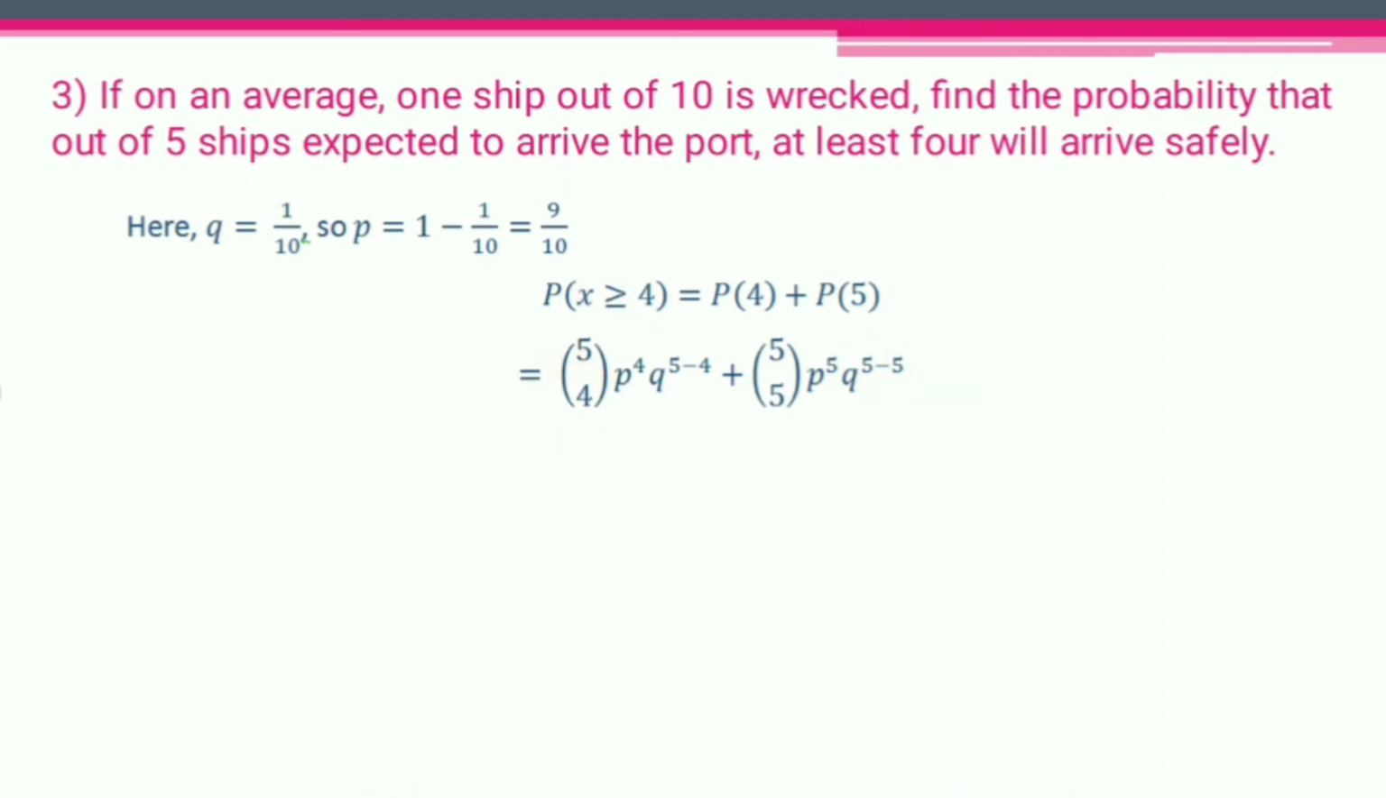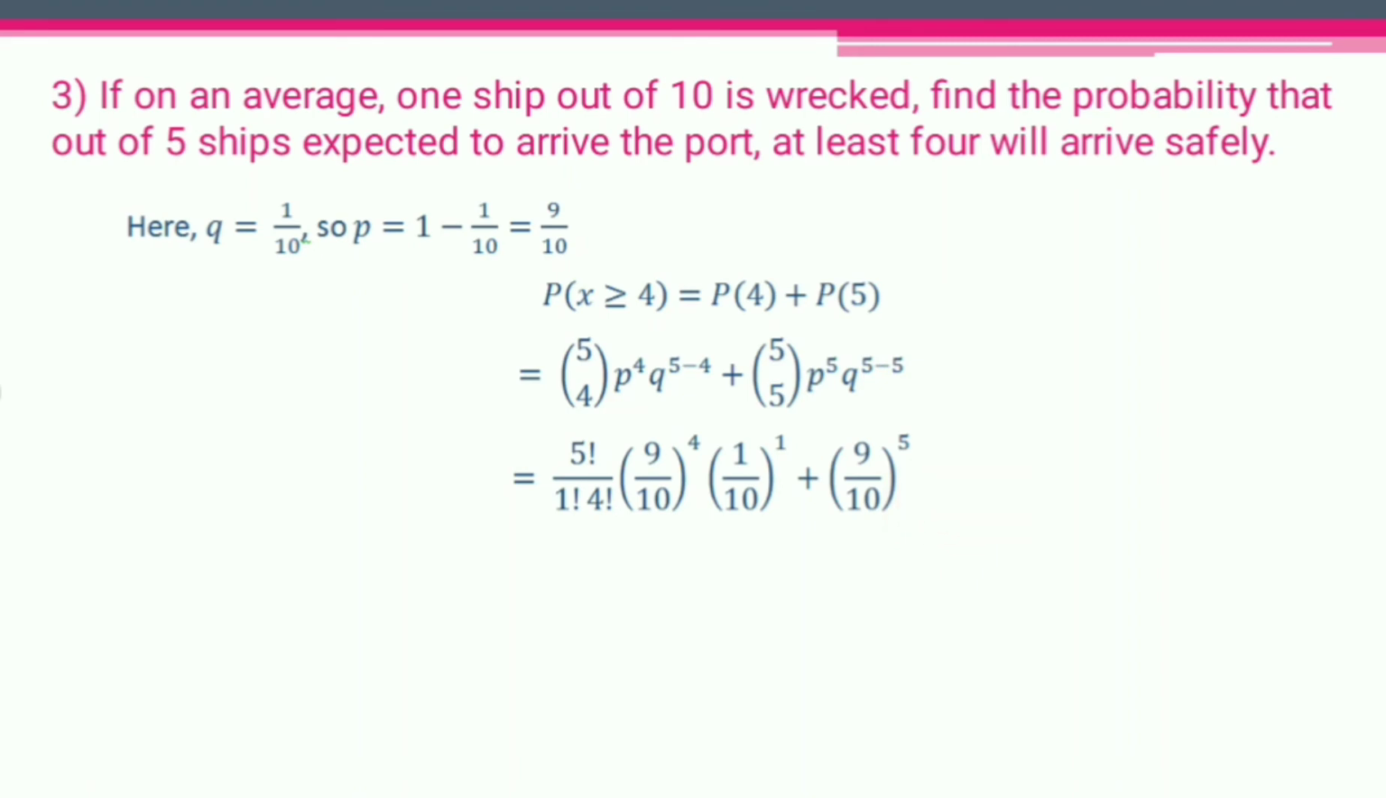Opening this, 5c4 we get 5 factorial over (5 minus 4) factorial into 4 factorial. Putting p equal to 9 by 10, q equal to 1 upon 10, and 5 minus 4 is 1. Plus 5c5 is 1, right? p raised to power 5, p is 9 by 10 raised to power 5, q raised to power 0. Anything raised to power 0 is 1, so this term will be alone.